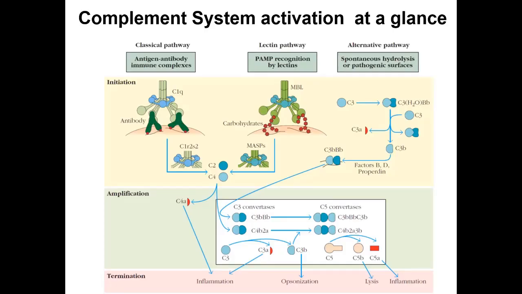Okay, in this slide you can see complement system activation at a glance. After activation of the complement system in three pathways, they can produce some fragments, and these fragments can increase inflammation, cause opsonization, and facilitate phagocytosis. Also, these fragments can lyse the target cell.